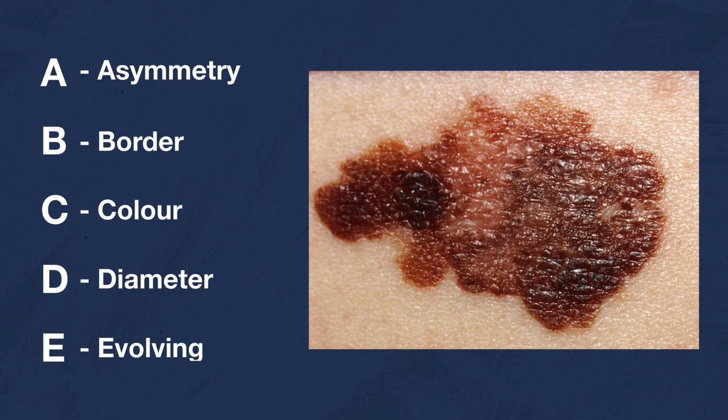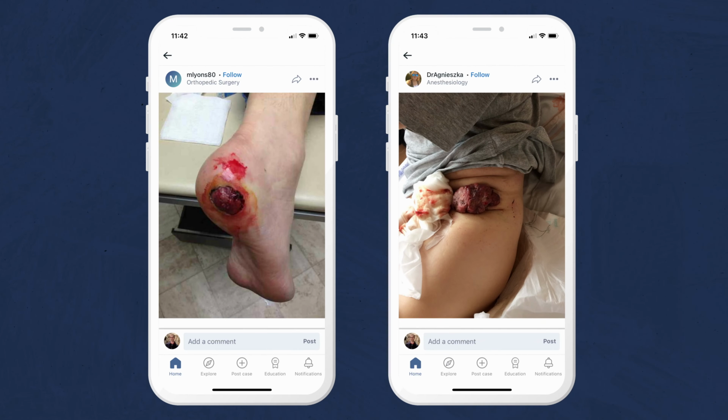E stands for evolving. Melanomas change over time. Their shape, size, and color can all change over a few weeks to months. The spot might get bigger, or it might stay the same size, but some other characteristics might change. Melanomas, especially in later stages, may have other symptoms too, like bleeding or itch.